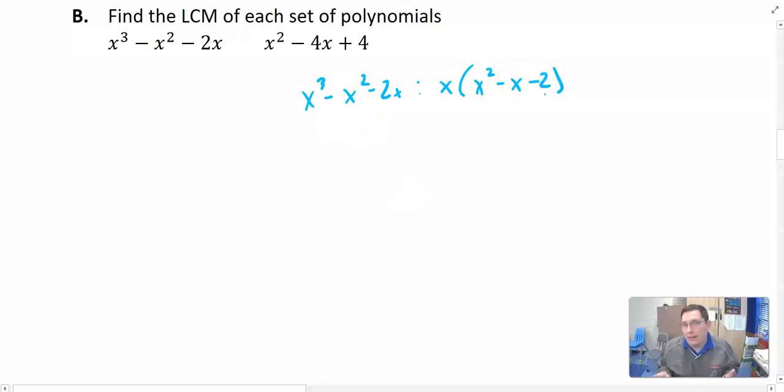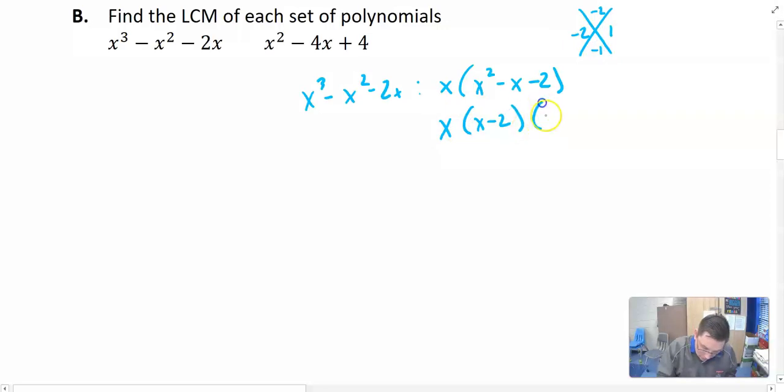Now that's a quadratic that's going to x puzzle. So we'll x puzzle this, negative 2 and negative 1. So that's going to be a negative 2 and a positive 1. So this is going to become x times x minus 2 and x plus 1.